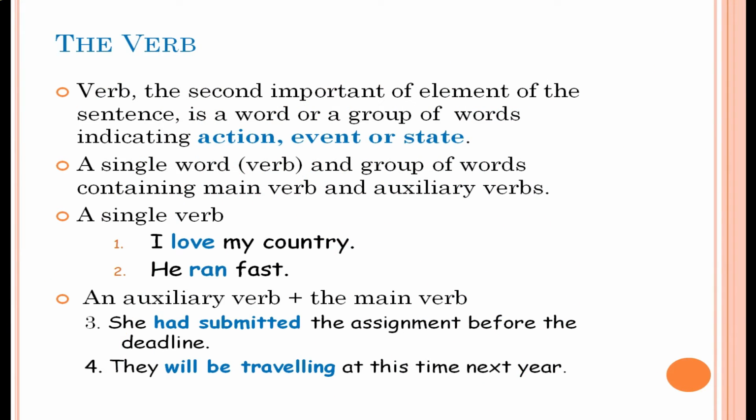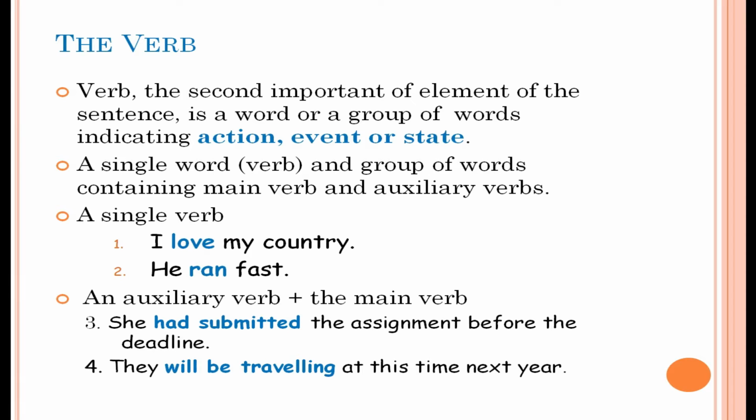The next, second important element of a sentence is the verb. The verb is a word or a group of words that indicates an action, event, or a state. The verb can be just a single word or a group of words containing a main verb and auxiliary verbs. That's also known as helping verbs. Now please read these sentences and find out the verbs in these sentences. Although it's quite easy to identify because it's the word which indicates an action, event, or state.